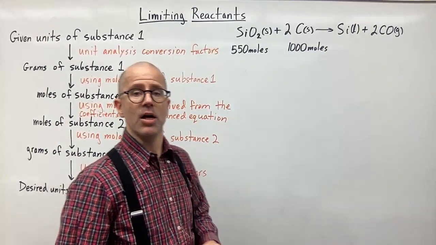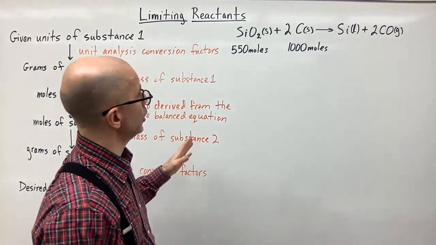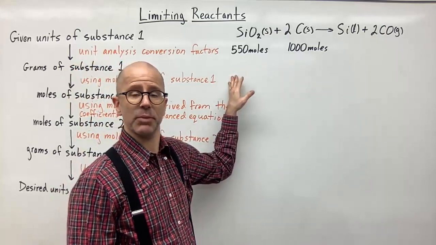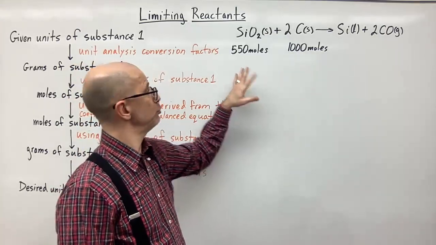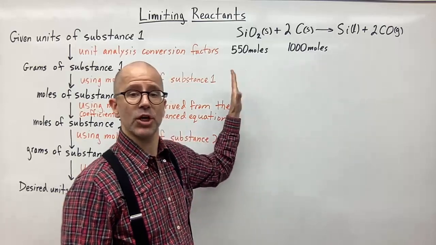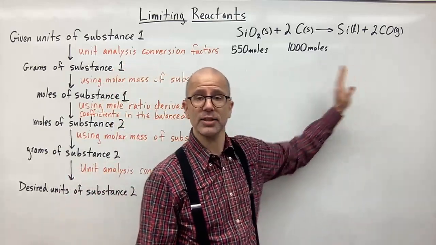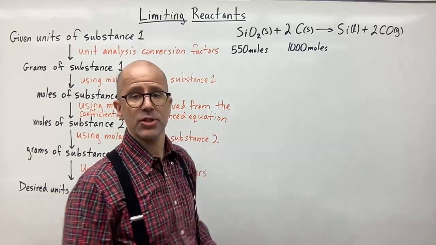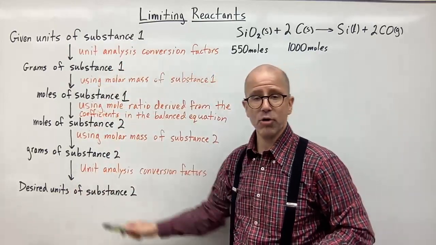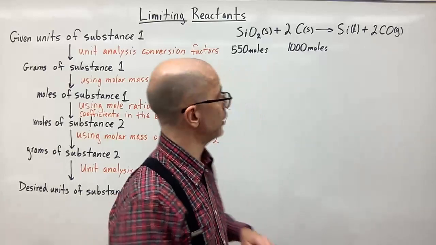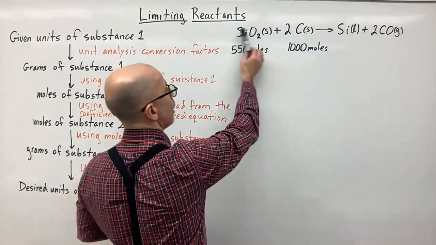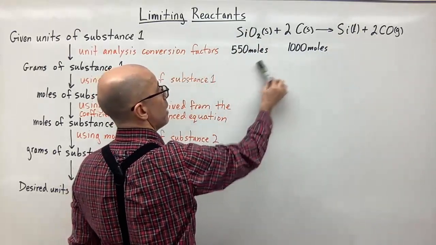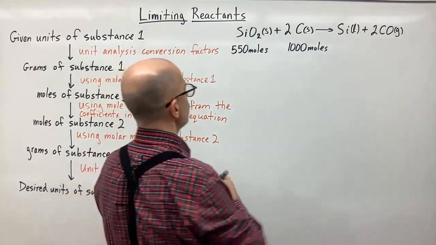Sorry about that. So what am I going to do? In order to determine which one of these is the limiting reactant, I have to convert both of these amounts to the amount of product both of these are going to give. So that's the first thing. I need to use my roadmap. I need to figure out how much silicon is going to come from this amount of SiO2. So let's do that.